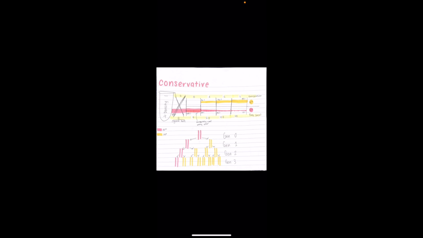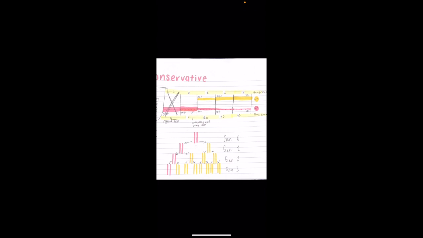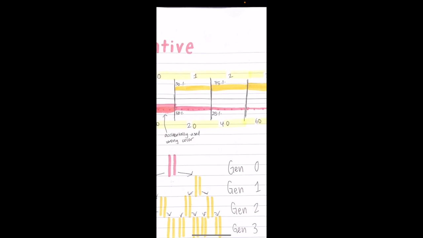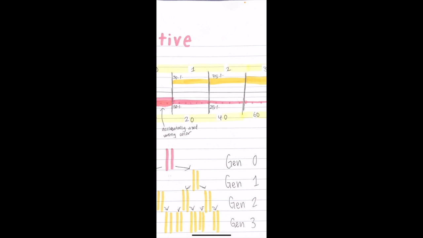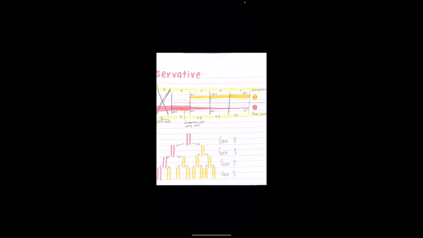For the conservative model, we're going to start off with 100% of the heavy mixture, and then the next generation is going to have 50% of the heavy mixture, 50% of the light mixture, and then generation 2, 75% of the light mixture, and then 25% of the heavy. So the main thing to see here is that there's no mixing of the strands, which means that there's no hybrid molecules produced. It's always going to stay either N14 or N15, nothing in between.